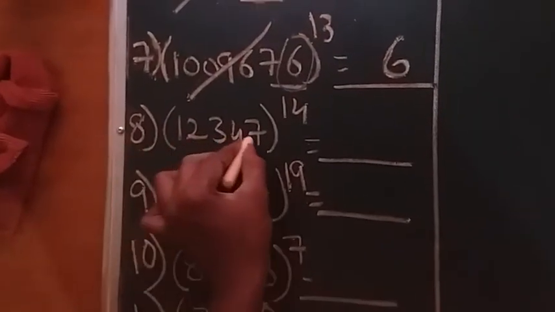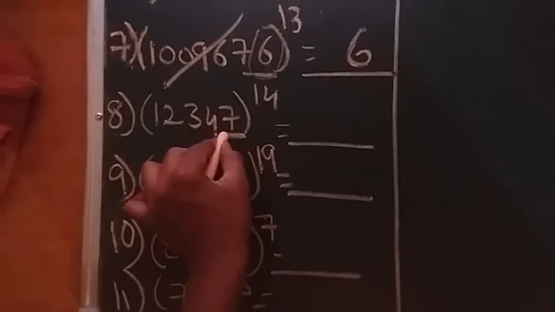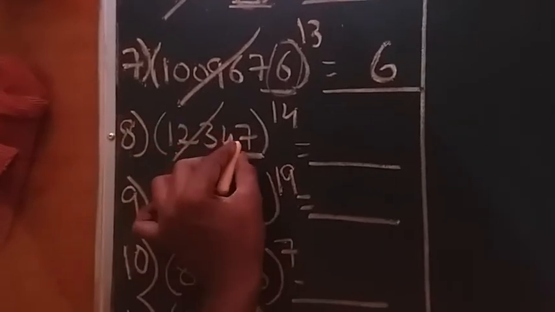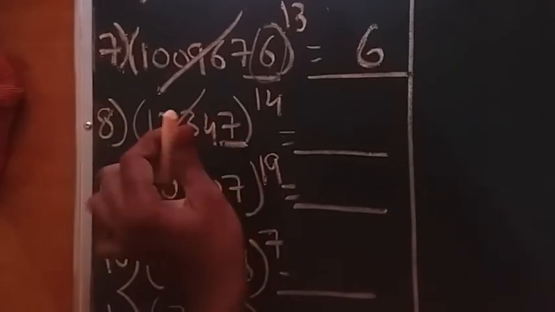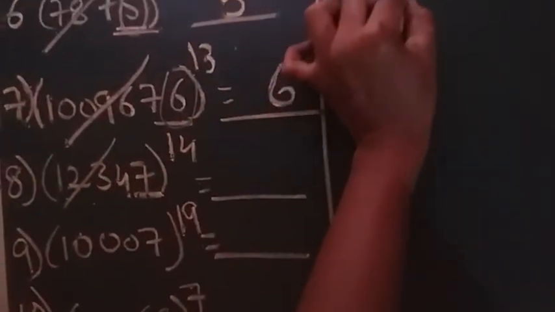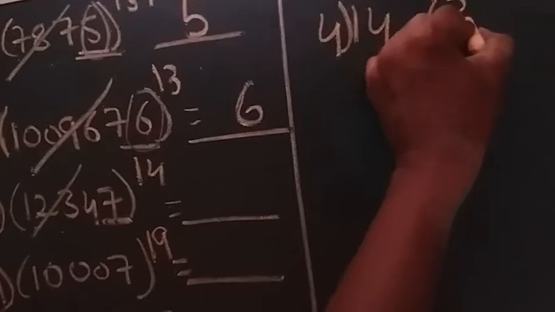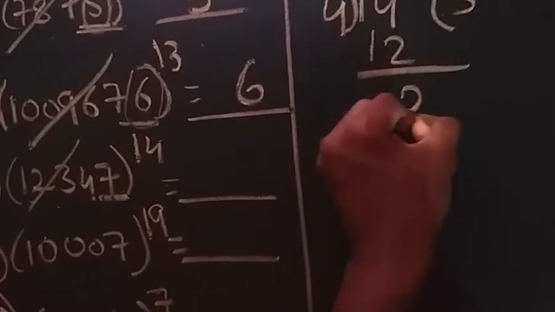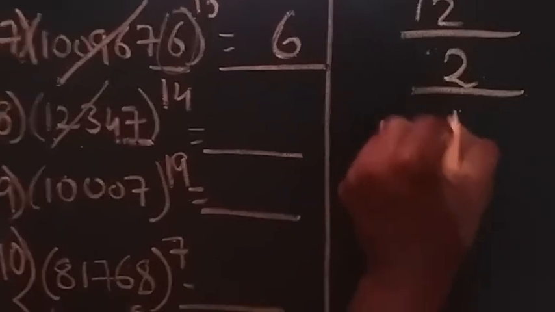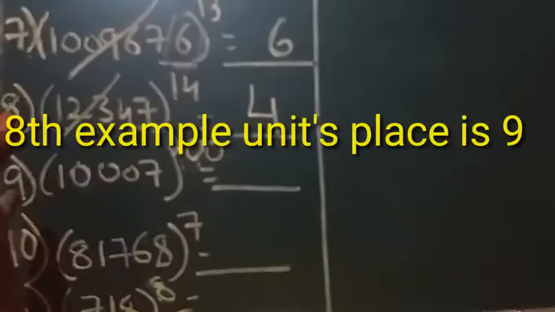Eighth one, 12347 whole power 14. Here the units place is 7 and m is 1234. Forget about m, concentrate only on 7. Whenever you have units place is 7, divide power with 4. Here the power is 14. Divide power with 4. 4 3s are 12. Remainder is 2, which is less than 4. Now calculate u power r. Here u is 7. Power r is 2.